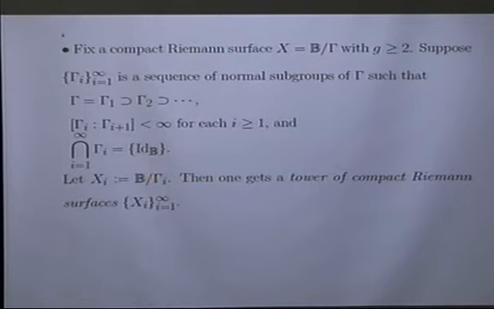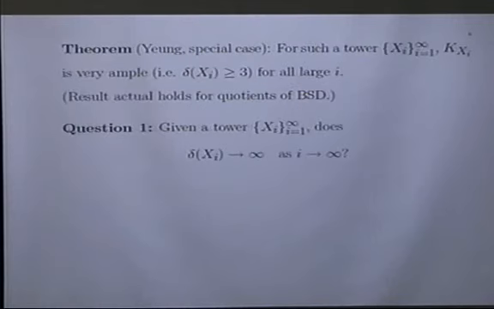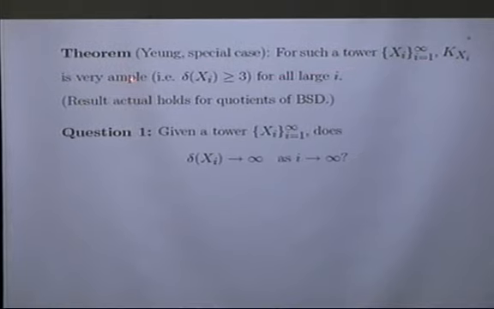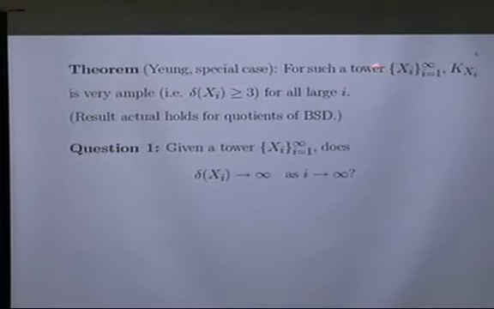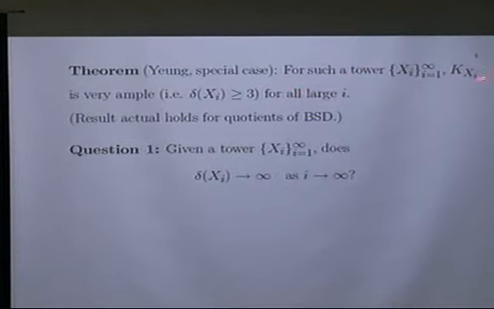Given such a tower of Riemann surfaces, let me recall a result of Yeung, which says that for such a tower, the canonical line bundle of X_i is very ample if i is large enough. In particular, it means that for a given tower of Riemann surfaces, the gonality of X_i has to be at least 3 when i is large. Actually, Yeung's result holds for towers of covers of quotients of bounded symmetric domains.